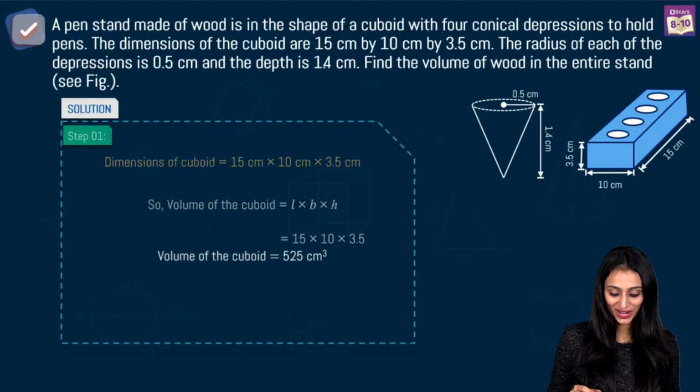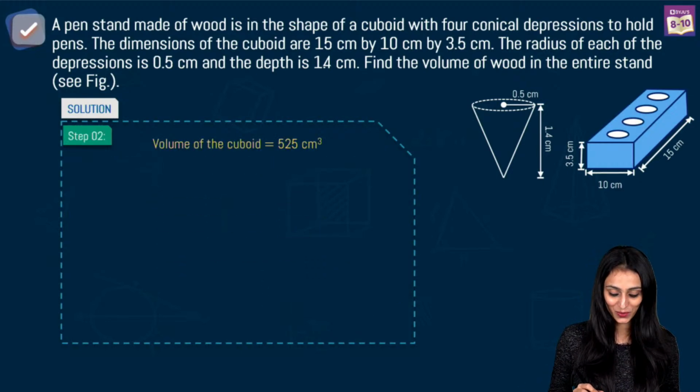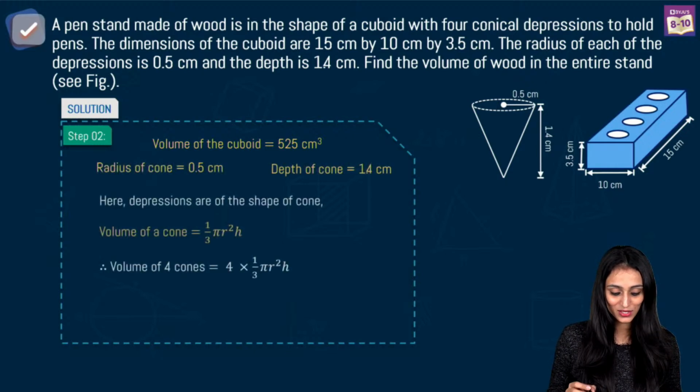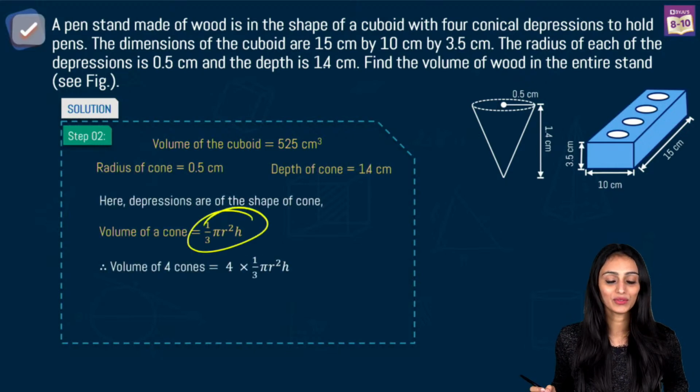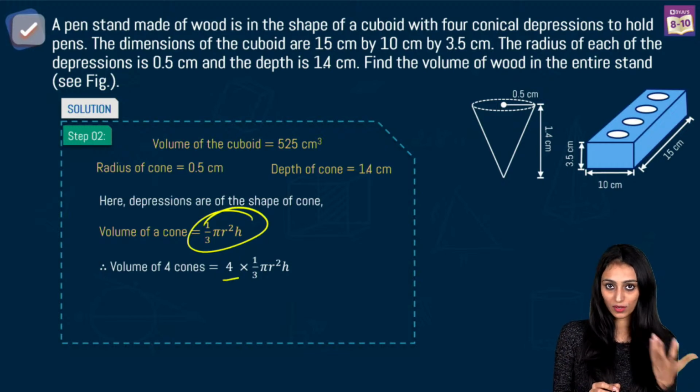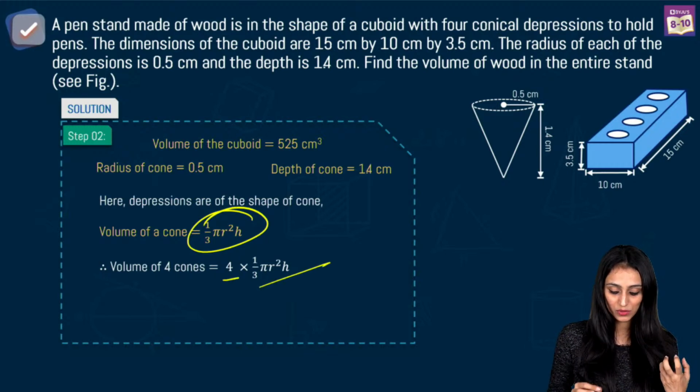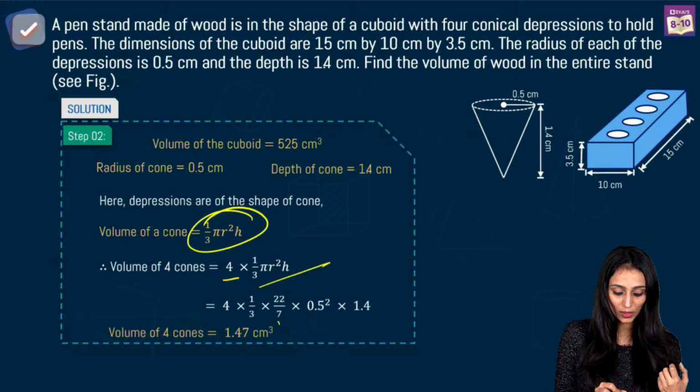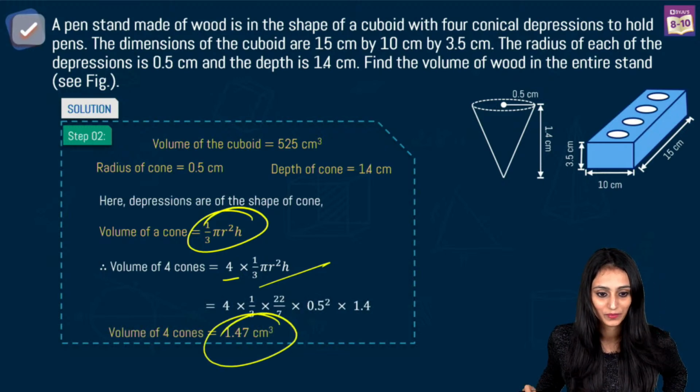So volume of cuboid is 525 centimeter cube, and then radius and depth is given, so we can find out the volume of cone. That's 1 upon 3 pi r square h. So 4 cones are there, right? So we will use 4 times of this. Put all the values, you get 1.47 centimeter cube.